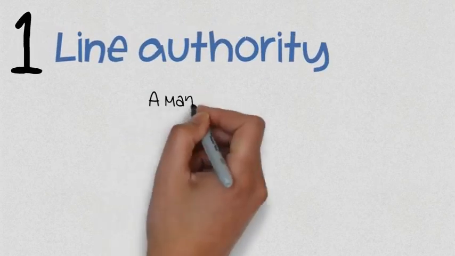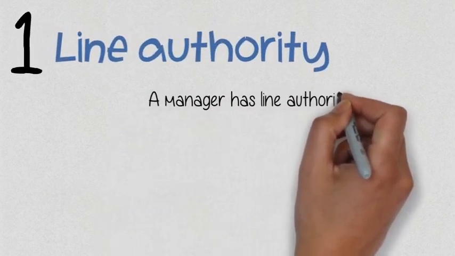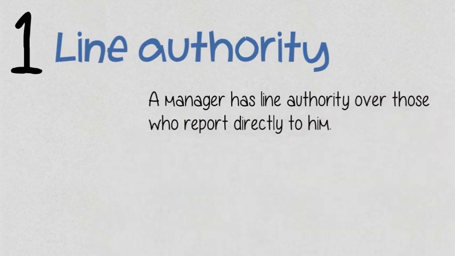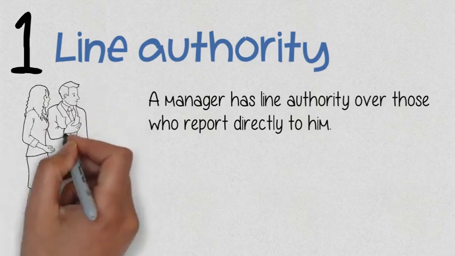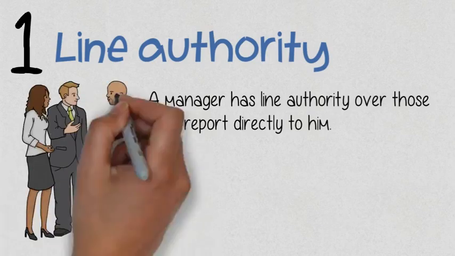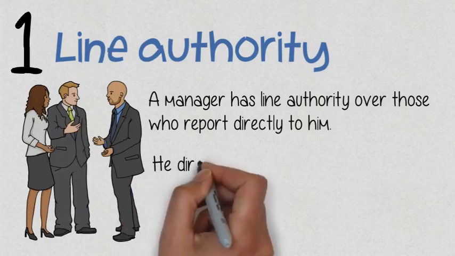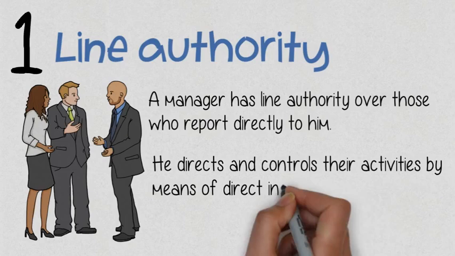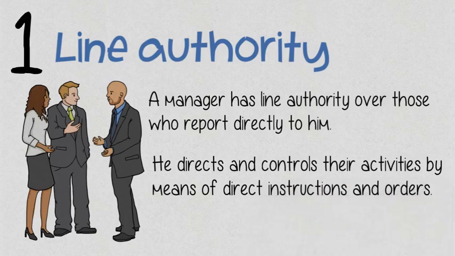In line authority, a manager has line authority over a person who reports directly to him. All the employees falling within a manager's span of control are therefore under his line of authority. He directs and controls their activities by means of direct instruction and order. This includes the delegation of tasks to subordinates.